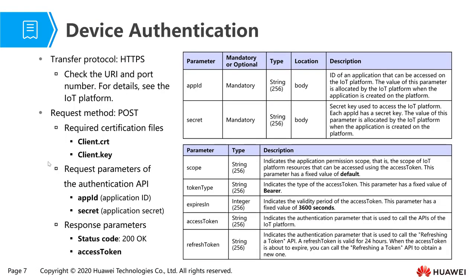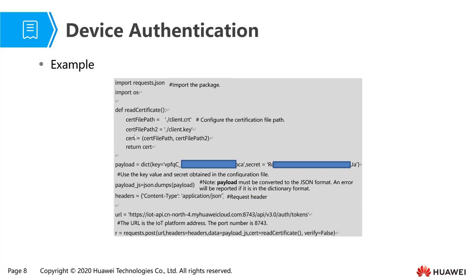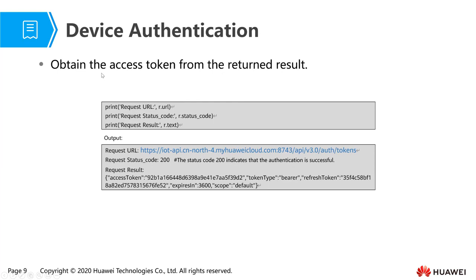For response parameters, focus on the status code and access token. If the status code is 200, the request is successful. The displayed code is the code of the request sent for device authentication. The file path under cert is the relative path of client.crt and client.key on the development environment ModelArts. After the request is sent, the returned result is printed. The value of status code is 200, which indicates that the authentication is successful, and the access token is printed.